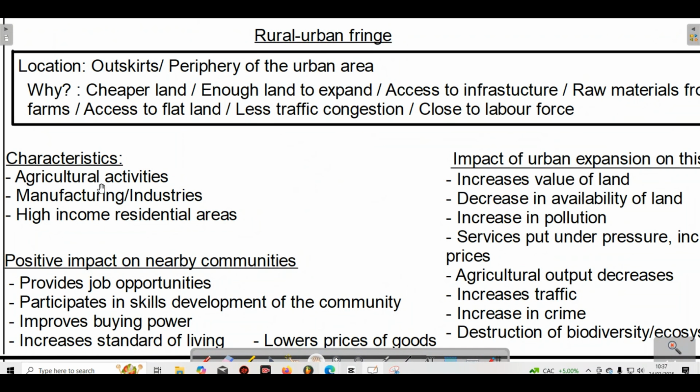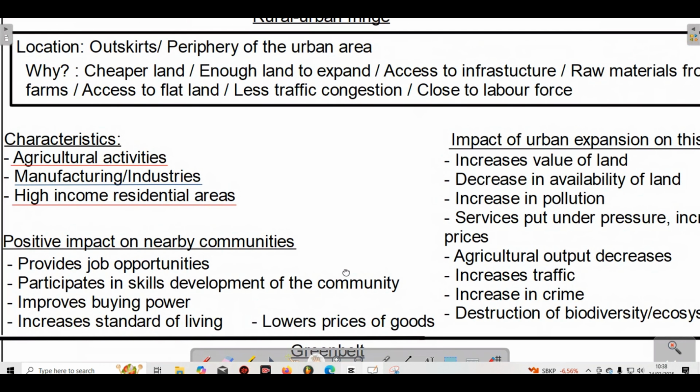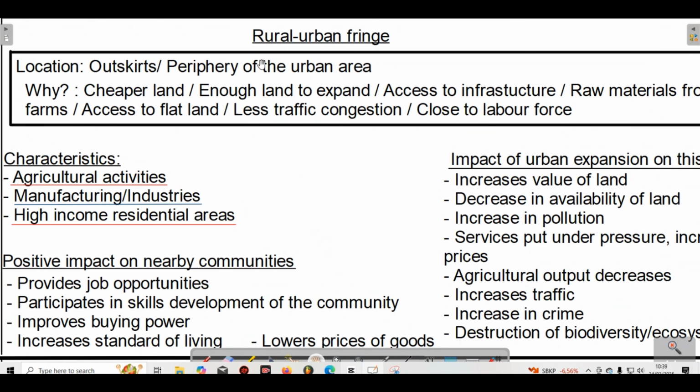Okay, now let's take a look at the characteristics of the rural urban fringe. This is basically where the urban areas meet with the rural areas. Here you're going to find agricultural activities, so your primary activities, you're going to find them here. You're also going to find industries, as we said, so that is your manufacturing, your secondary activities. And in contrast to industries, you're going to actually find high income residential areas. And as I said, guys, it will depend on the question. So please note the compatibility of the rural urban fringe to both heavy industrial areas and high income residential areas.